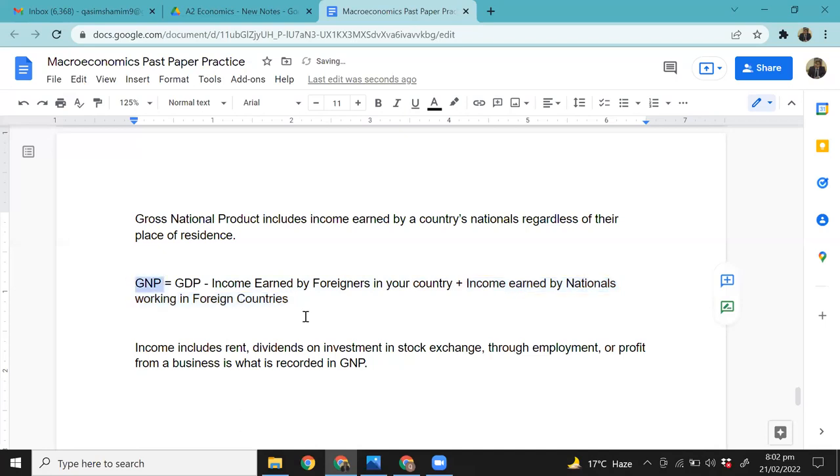Now, just to quickly help you understand, developing countries have higher GNP than GDP. Can you explain to me why? Developing countries, I repeat myself. Because more people working abroad looking for opportunities, such as Pakistanis in UAE. Yeah, that's correct, right?